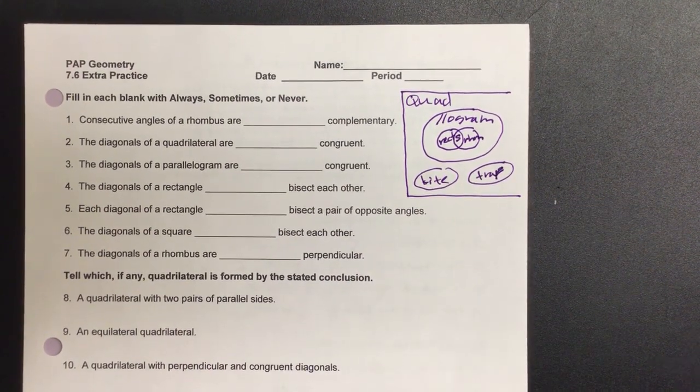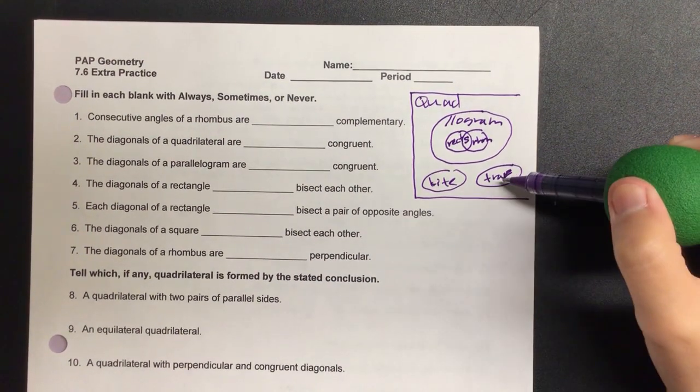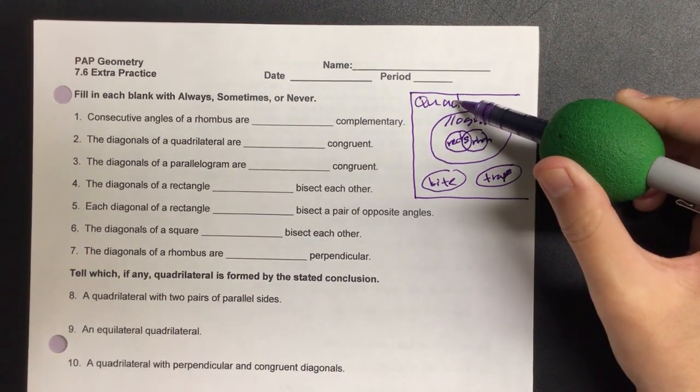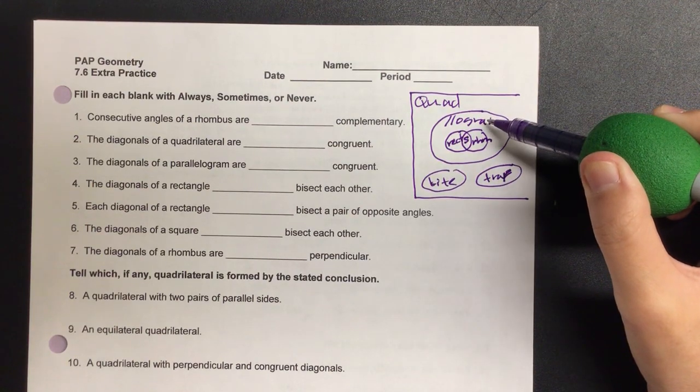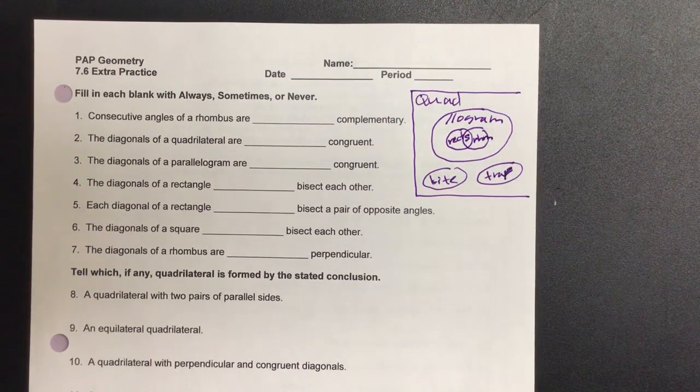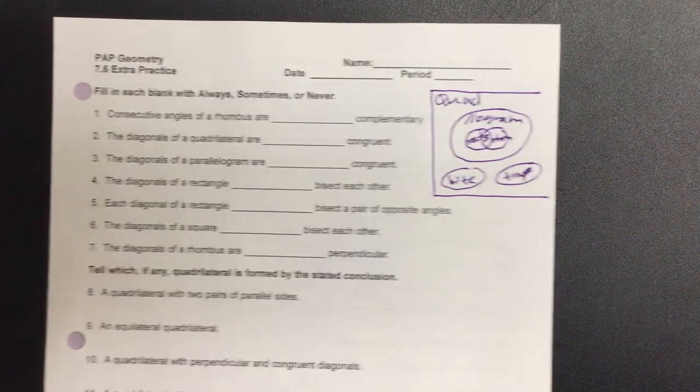So a way to go about always, sometimes, never: trapezoid is always a quadrilateral. Trapezoid is never a parallelogram because it's not within it. Okay? So if it's partially covered, it's going to be sometimes. If it's all of it, it'll be always. Okay? So heads up on that.